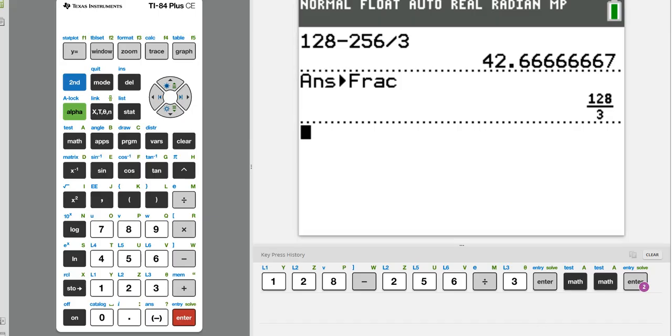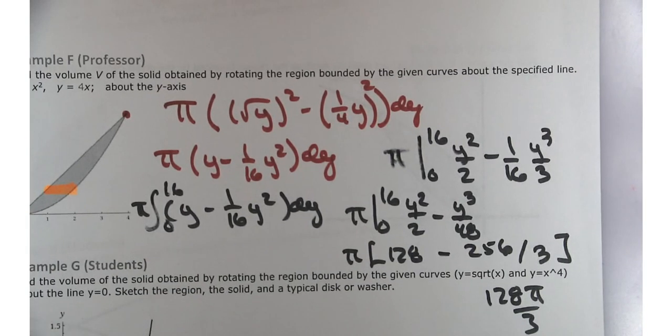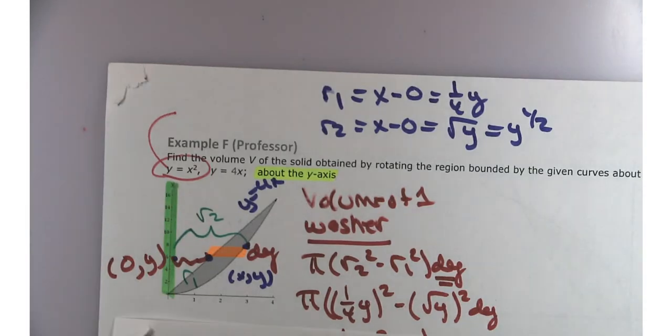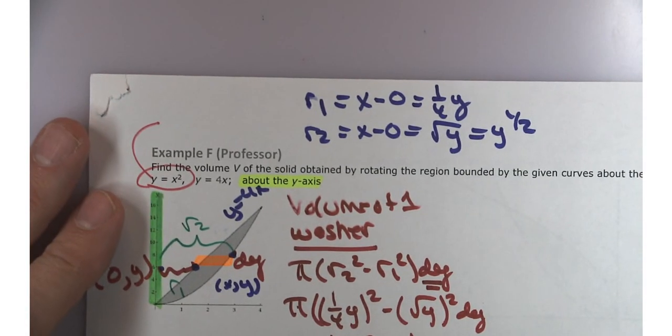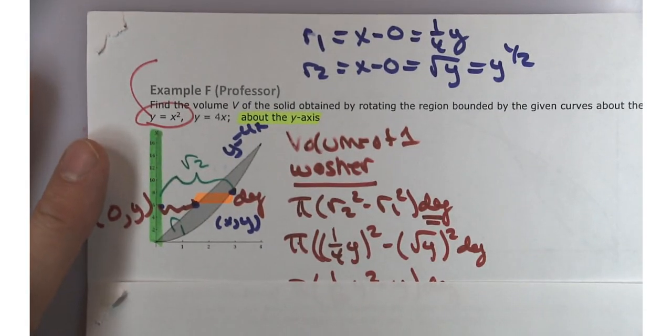Jumping back on this one. Yes, please. When we determined R1 was 1/4 y, and then R2 was the square root of y, why did we do two different things? Couldn't it just be... Oh, because it's different. Because yeah, the distance.